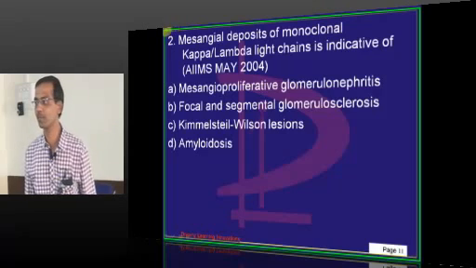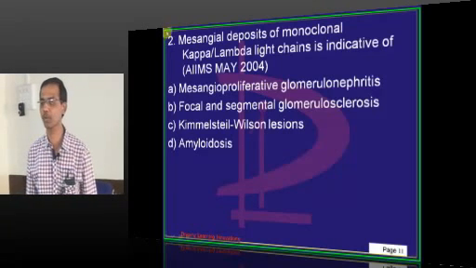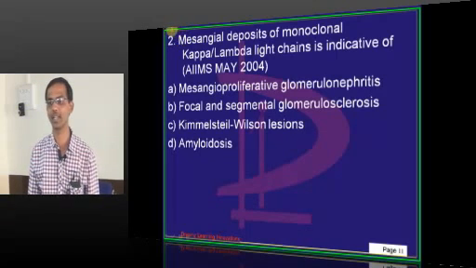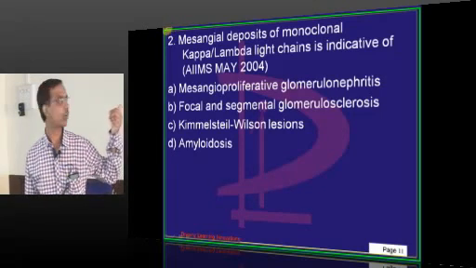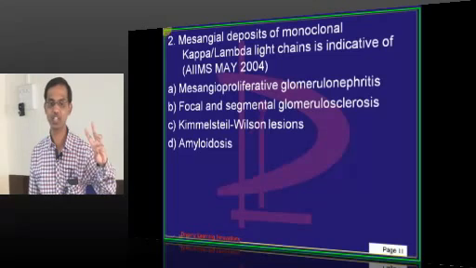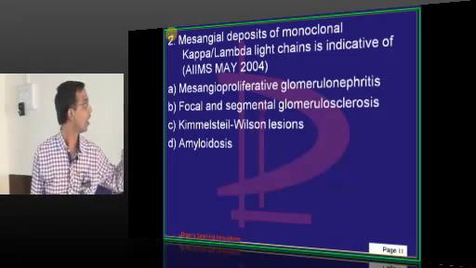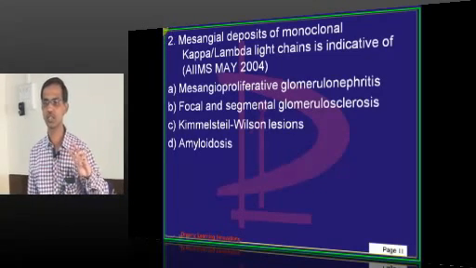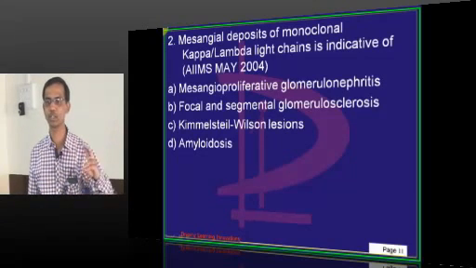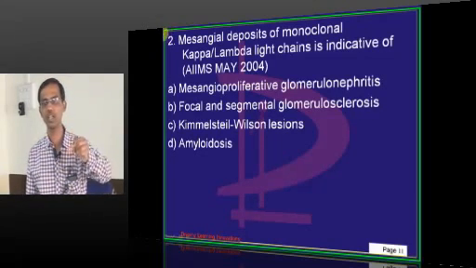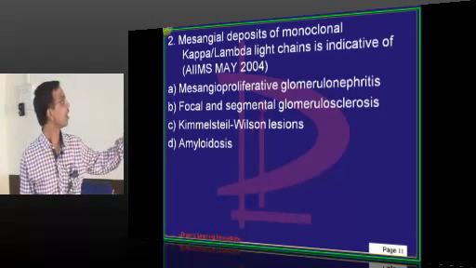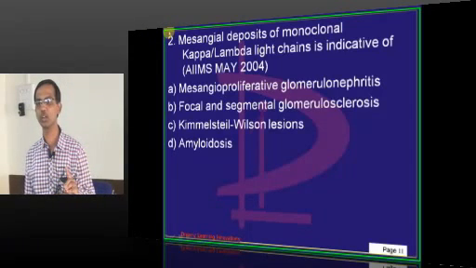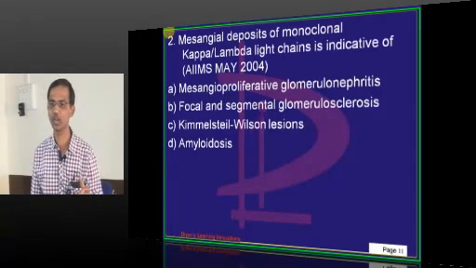Mesangial-proliferative, we divided into type 1 MPG, mesangial-proliferative, that is, it is proliferation of the mesangium, not the membrane, that was MPGN, membranoproliferative. This is mesangial-proliferative. Okay, there is proliferation and expansion of the mesangium. Focal and segmental glomerulosclerosis, we have seen it produces nephrotic syndrome. There is sclerosis or hyalinosis within some of the glomeruli focally, and segmental involvement. Okay. Kimmelstiel-Wilson lesions refers to sclerosis of the glomeruli seen secondary to diabetes.